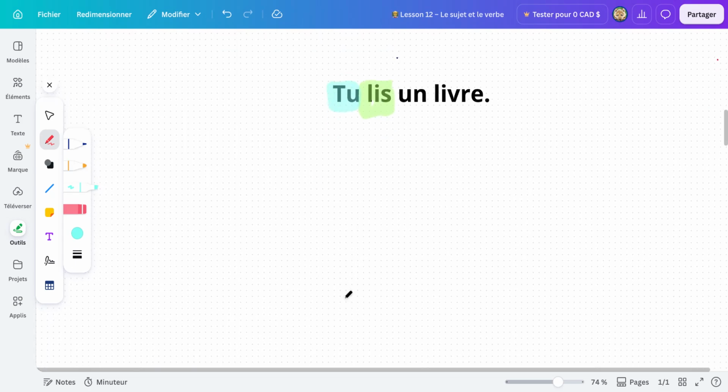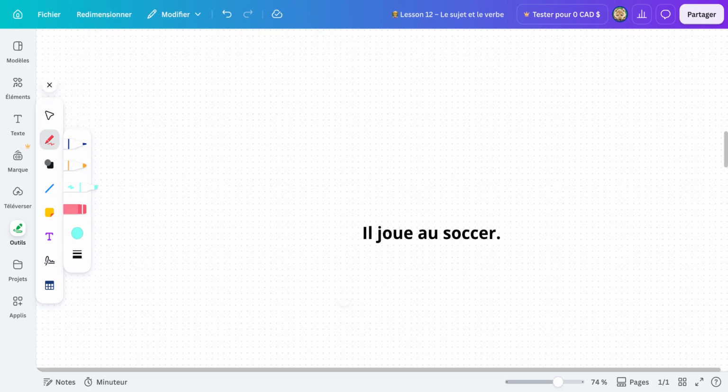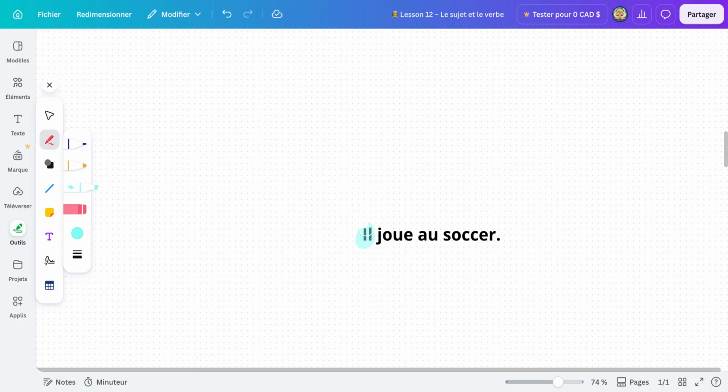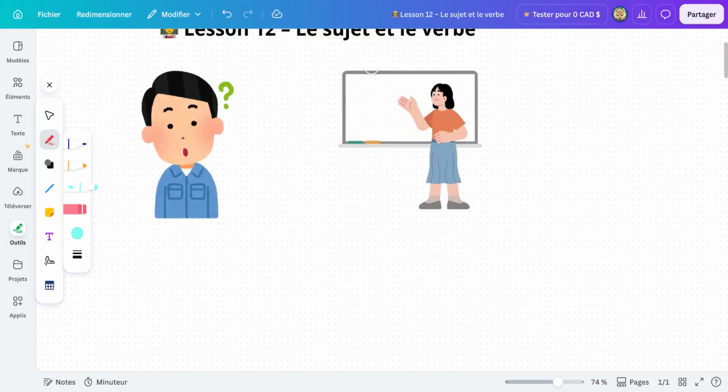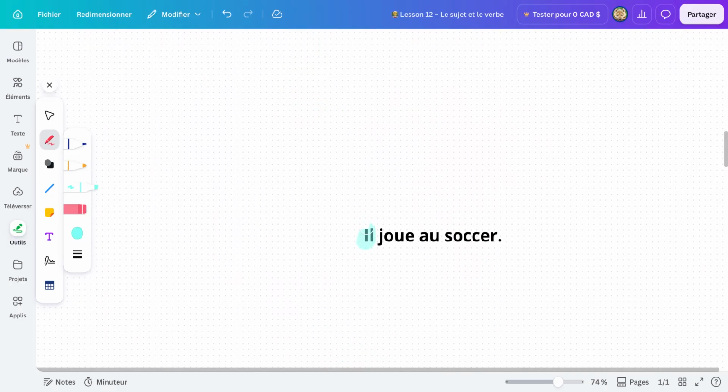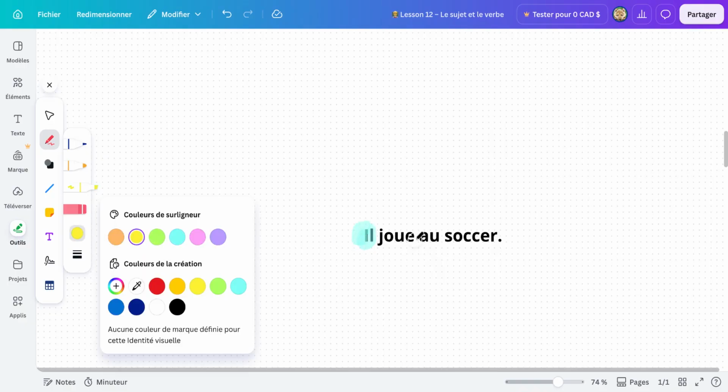Okay, next thing. Il joue au soccer. Il is the sujet. Okay, so as I said, the sujet is qui fait l'action and le verbe is l'action dans la phrase. So, il joue au soccer. The sujet here is il, and the verb is jouer, like joue.